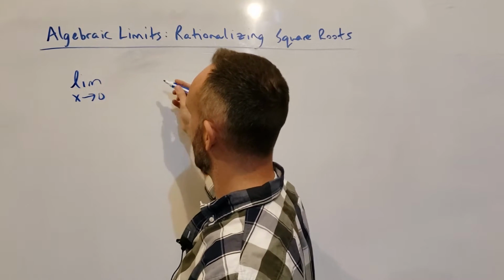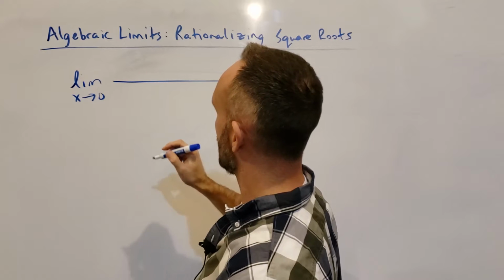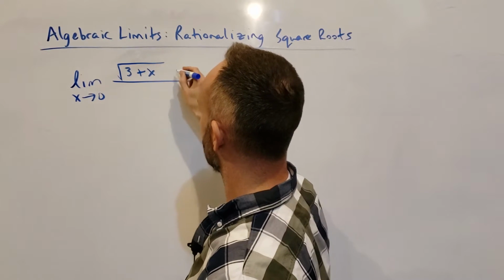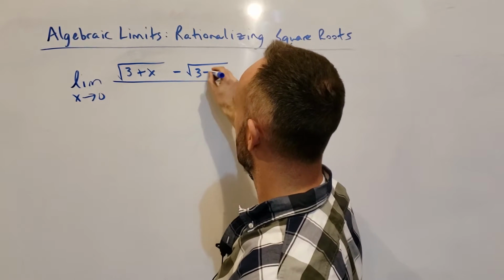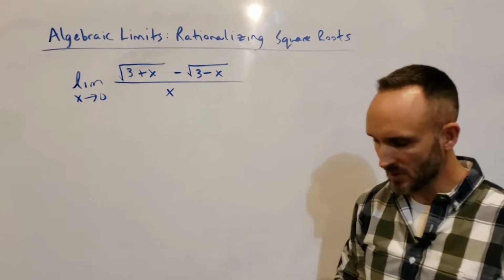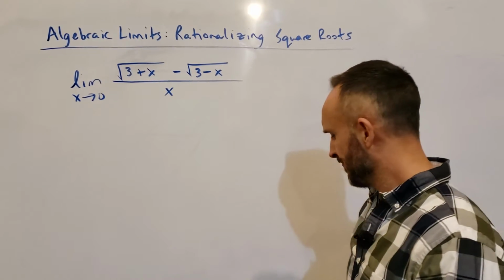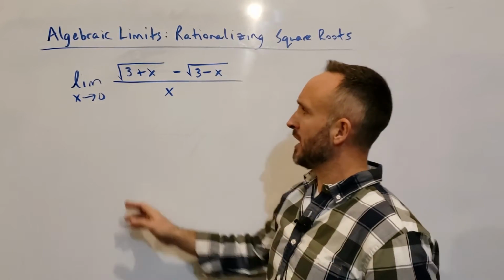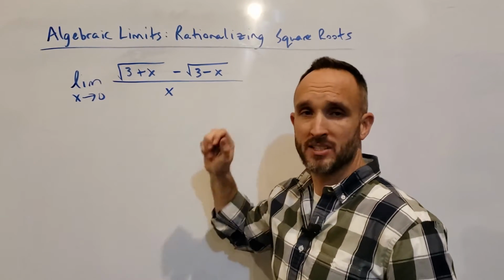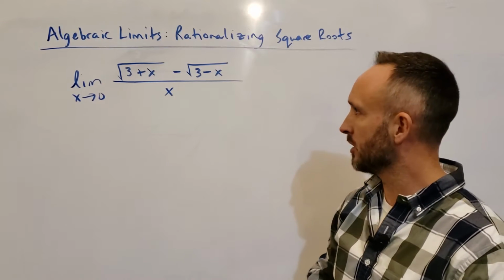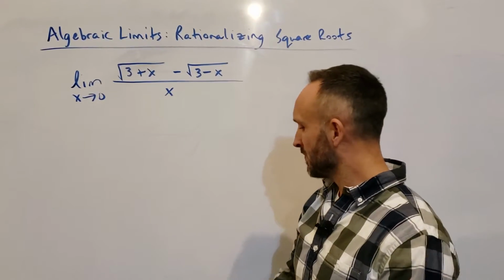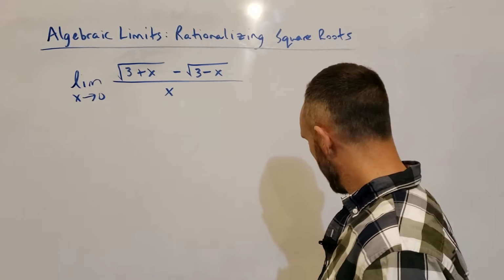as x approaches 0 of this rational expression, the square root of 3 plus x minus the square root of 3 minus x, all over x. And so what you see here is if you try to evaluate the limit by direct substitution, you would be dividing by 0. So clearly that's not going to work. So what we're going to try to do is something that's not totally obvious, but this is a common technique.